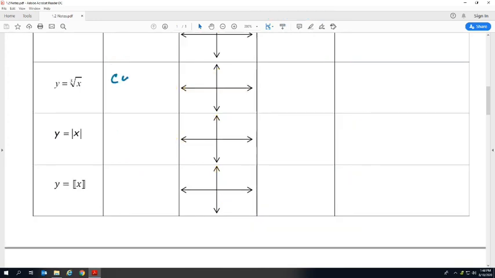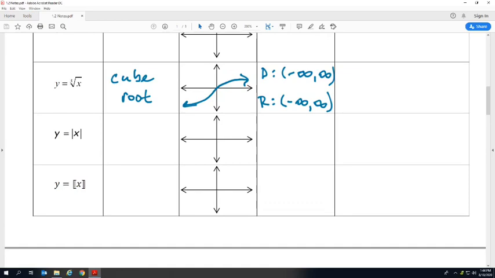Okay, the next one is the cube root function. It's an inverse function for the cubic, and it looks like this. Its domain is all real numbers, and its range is also all real numbers. It has an x and y intercept at the origin, and it is an odd function because if you'll notice in diagonal quadrants, you have the same image. It reflects about the origin.